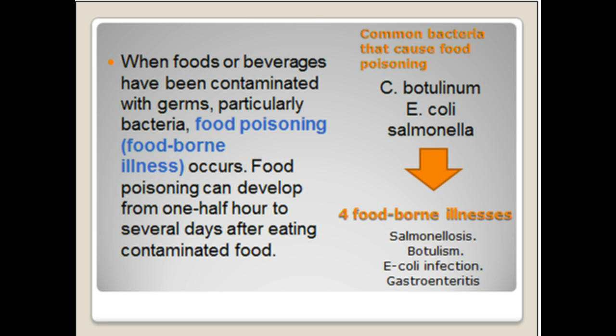When foods or beverages have been contaminated with germs, particularly bacteria, food poisoning or foodborne illness occurs. Food poisoning can develop from 1/2 hour to several days after eating contaminated food. Common bacteria that cause food poisoning: C. botulinum, E. coli, salmonella. Foodborne illnesses: salmonella, botulism, E. coli infection, gastroenteritis.